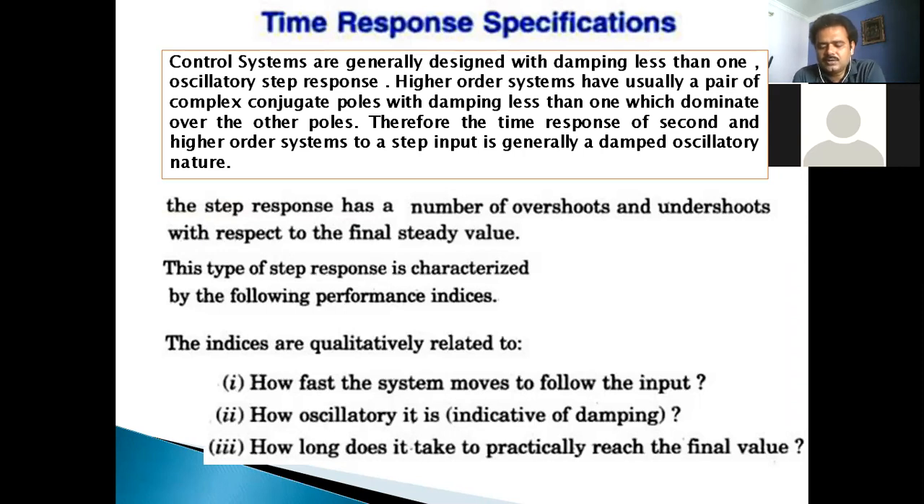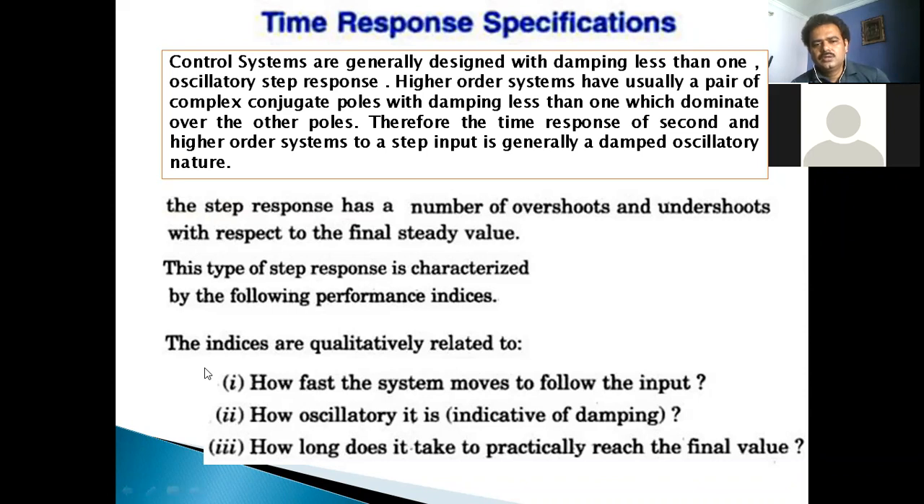If we compare two systems, zeta equal to 0.8 is more stable compared to zeta equal to 0.1. That is how oscillatory it is. And how long does it take to practically reach the final value? So these are the questions.